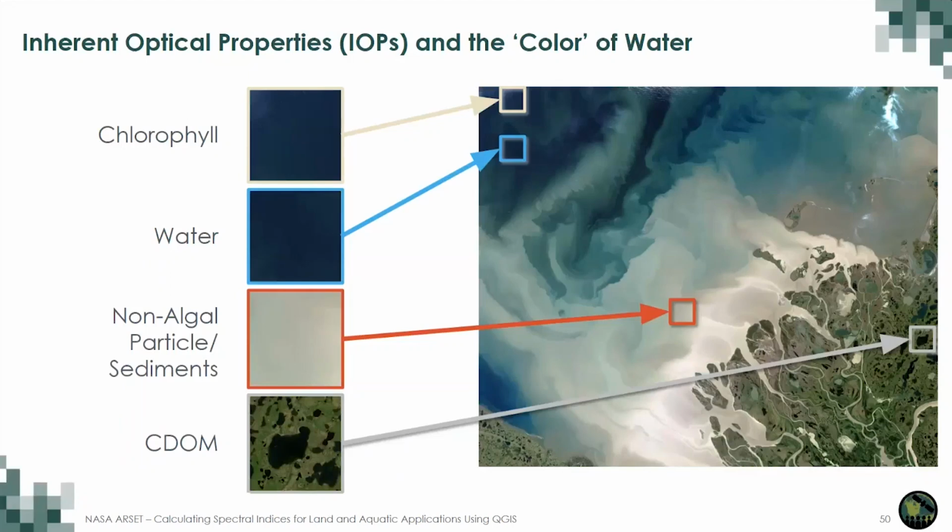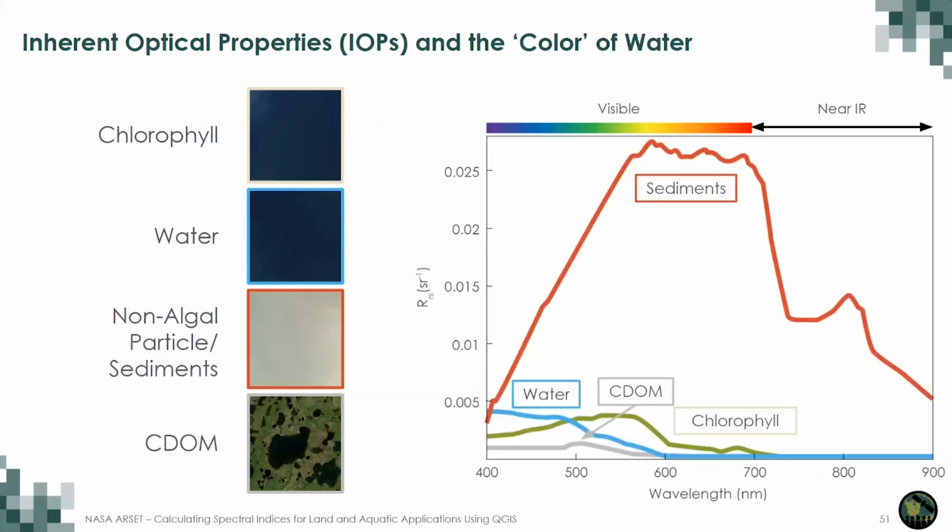Take a moment to look at the diversity of colors across this scene. The inherent optical properties of the material in the water give the water its characteristic color. Inversely, it's possible to use the color of the water we see from the image and infer the inherent optical properties of the water to get at questions like, what is the chlorophyll concentration? What's the clarity of the water? How much sediment is suspended in the water? These questions are the type that we can relate to some of these spectral indices.